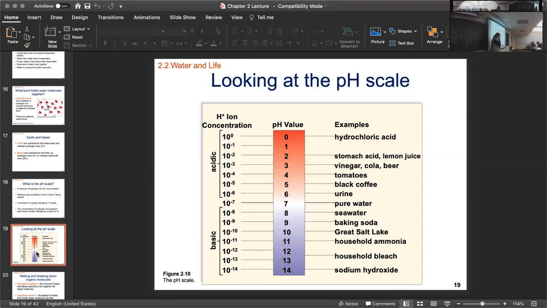So then you're like, wait a second, hold up. I eat tomatoes. I have Coca-Cola and beer, and I do all these other things. Milk is somewhere in here for basic things. Black coffee. Are you telling me I can't drink my own urine? I mean, I guess it's up to you. But we've got this scale here. We've got like pure water, seawater, baking soda, the Great Salt Lake, household ammonia, household bleach, sodium hydroxide. Me, when I go to Target and get Starbucks, I'm pretty basic right here.